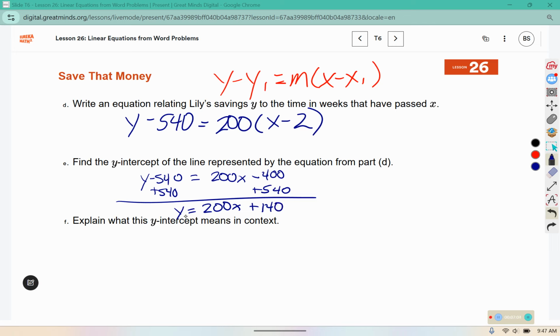So now our equation is written in slope-intercept form. So the y-intercept is at 140. And it says in F to explain it in the context. 140 is her starting value. That's what the y-intercept represents, her initial value. So the 140 means that she had 140 in her savings account before she starts saving money from her paycheck.